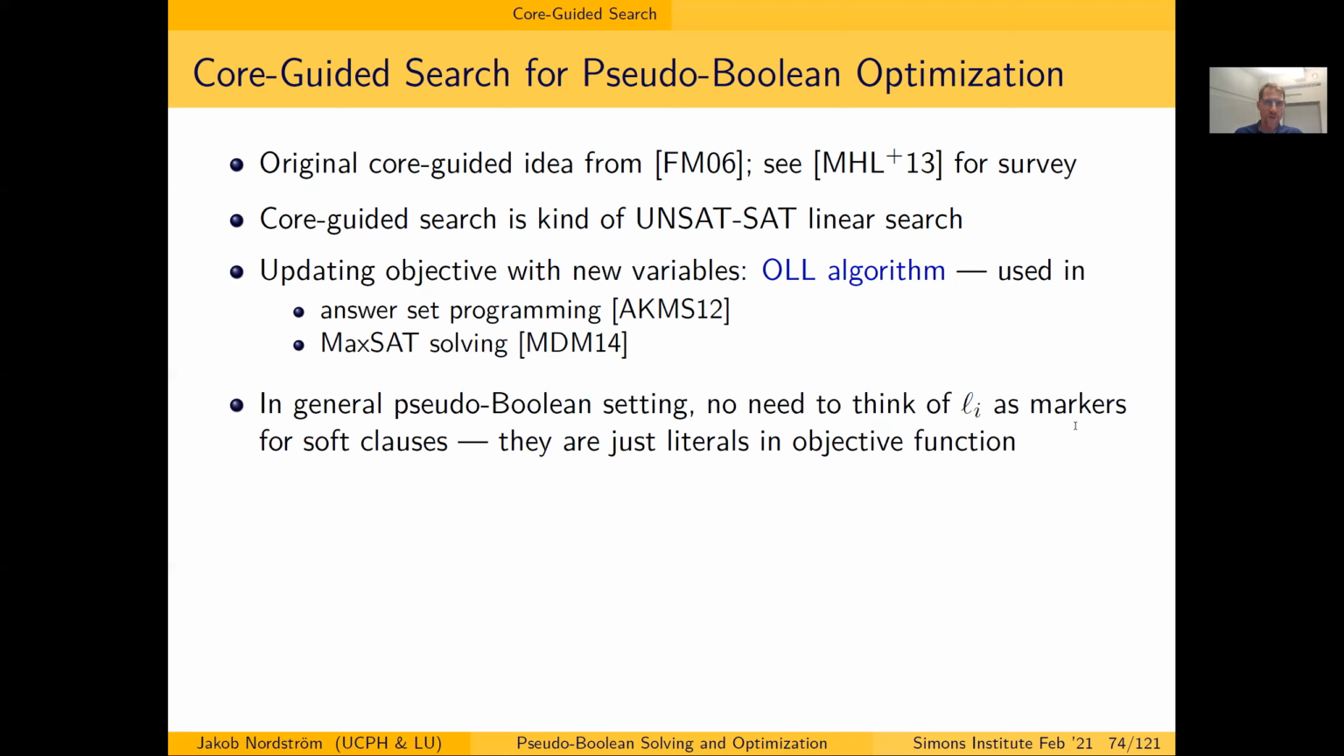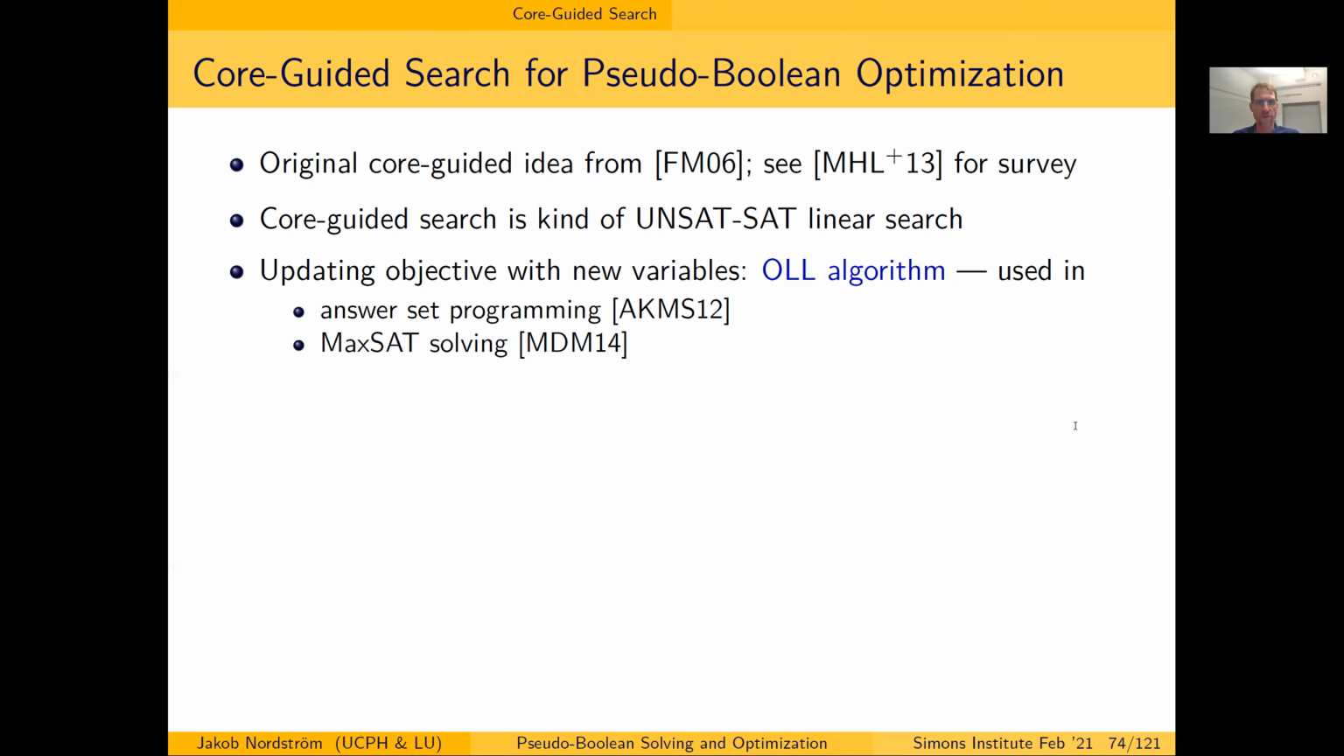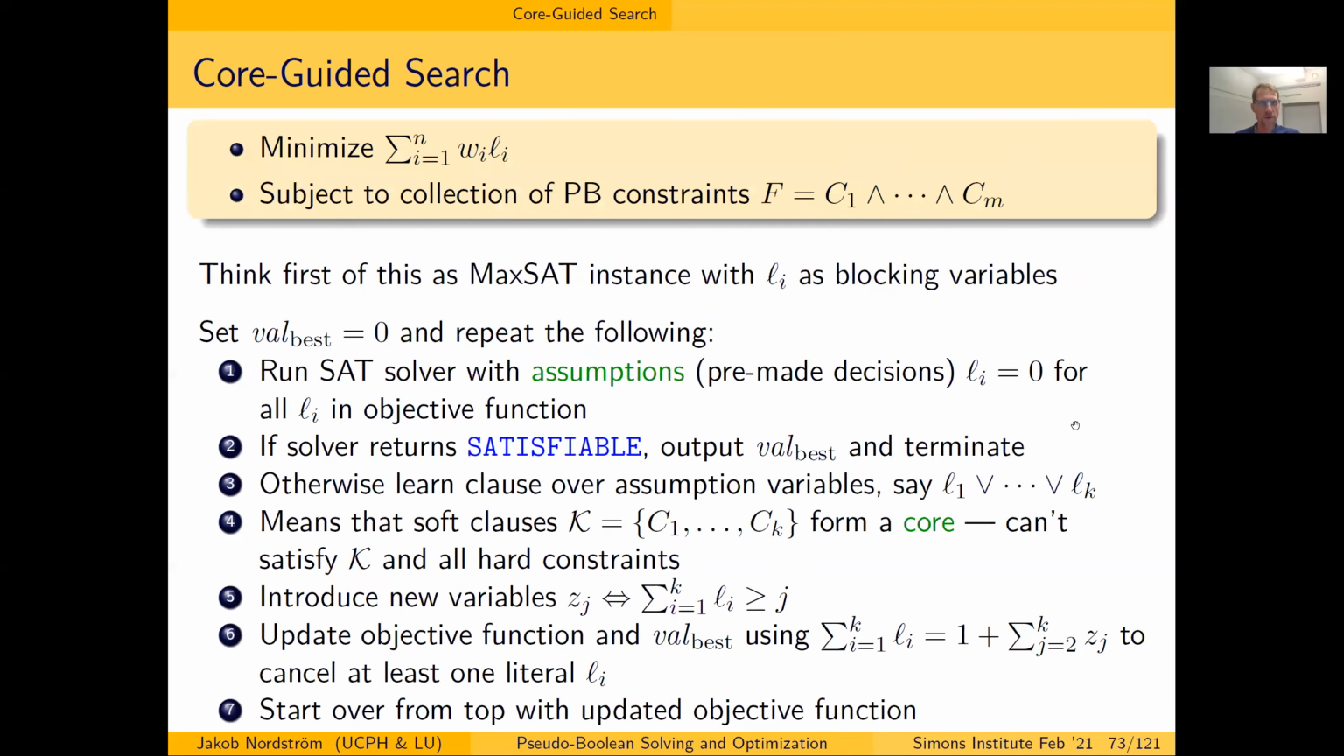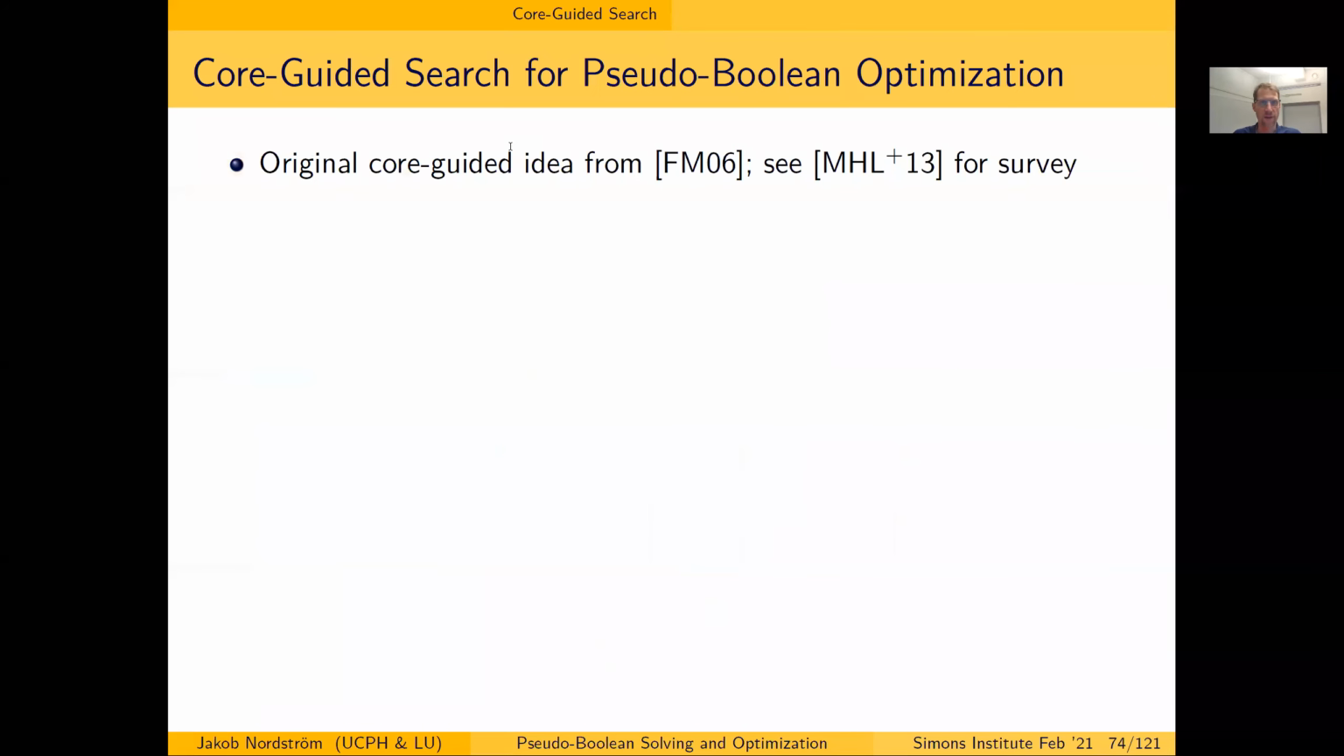So now we want to translate all of this to a general pseudo-Boolean setting. And now the nice thing here first is that we don't need to think of the li's as blocking variables or markers for soft clauses or something. We just have a general pseudo-Boolean problem. This is an objective function, whatever. The li's are just literals. There are no soft clauses, no nothing around. We'll still talk about cores, but there will be no soft clauses or anything.